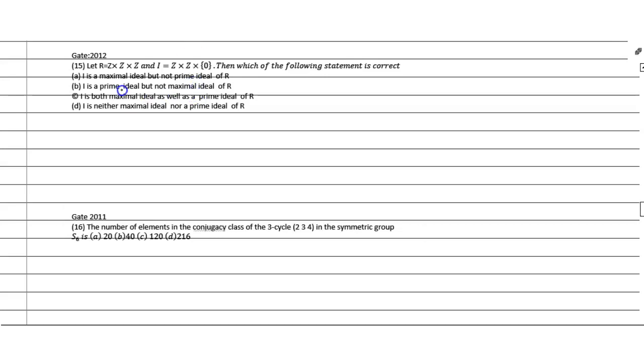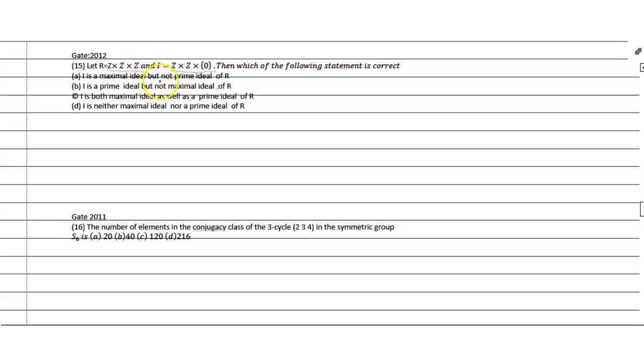Today's discussion is based on group theory and topology. So the first problem is GATE 2012. Let R equals Z cross Z and I equals Z cross 0. Then which of the following statements is correct?